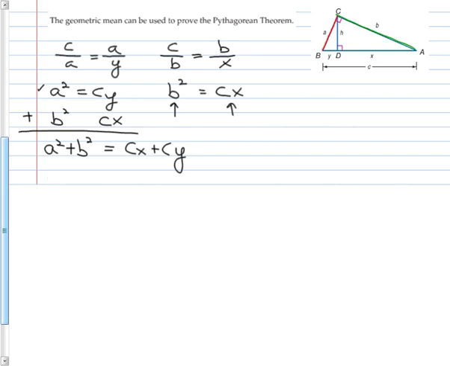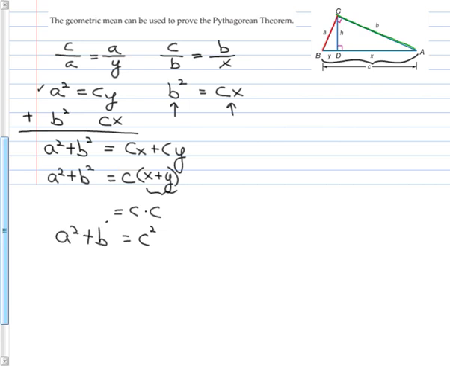Now on the right side, let's see if we can remember some algebra. What can you factor out of the right side? C is common. I can factor out a C, leaving me what? X plus Y. Well, let's look at this little X plus Y for a moment. If you added X and Y together, what would you get? C. X plus Y is the same thing as C. What's C times C called? C squared. A squared plus B squared equals C squared, Pythagorean theorem.